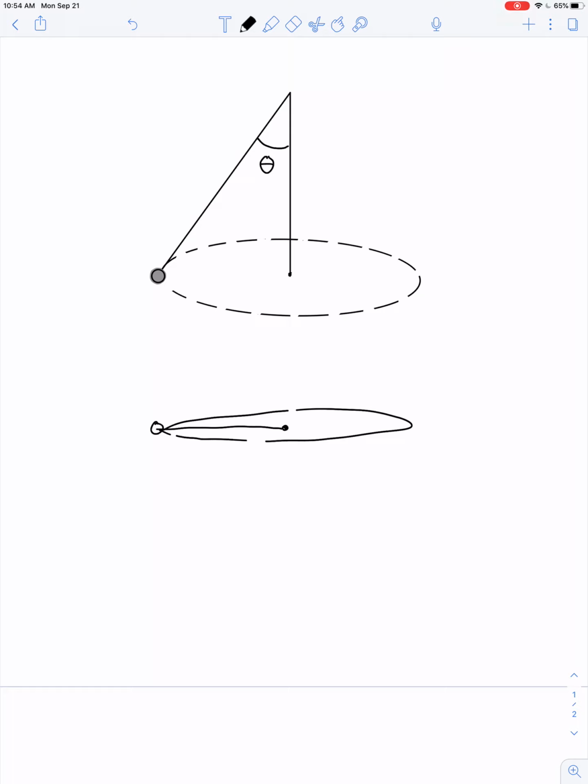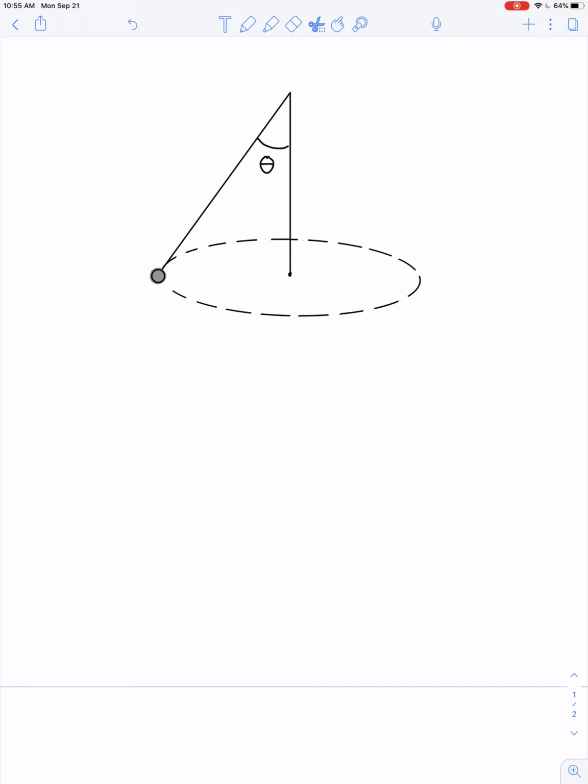You can get close to this, but the reason you could never get the string completely horizontal is because if you did, there'd be tension pointing straight toward the center of the circle, and that's fine. Something's providing the necessary centripetal force, but there's also this downward pull of gravity, and then there's nothing to counter that out, right?